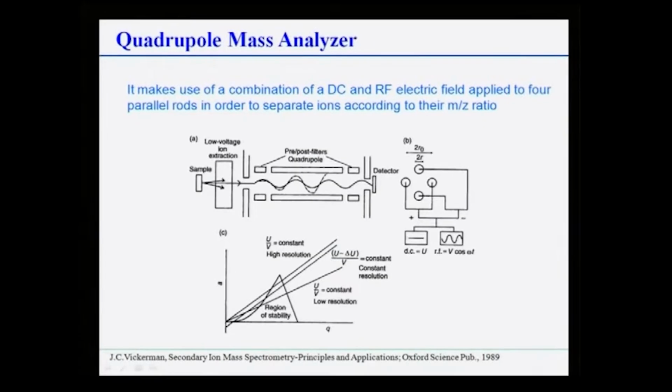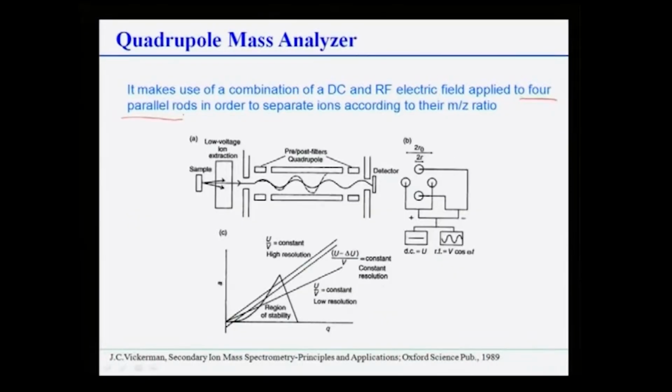Well, it makes use of a combination of direct current and radio frequency electric field applied to 4 parallel rods. Remember, it is applied to 4 parallel rods to separate ions according to their mass by charge ratio. So we are using direct current as well as radio frequency electric field and using 4 parallel rods. That is why it is called quadrupole, to separate the ions.